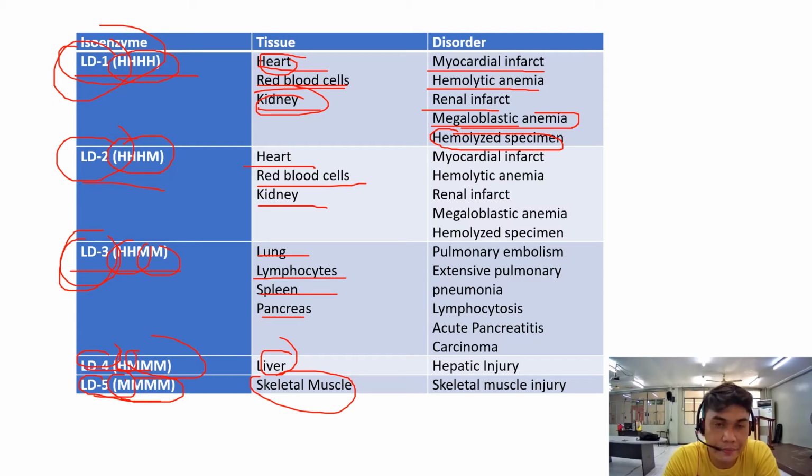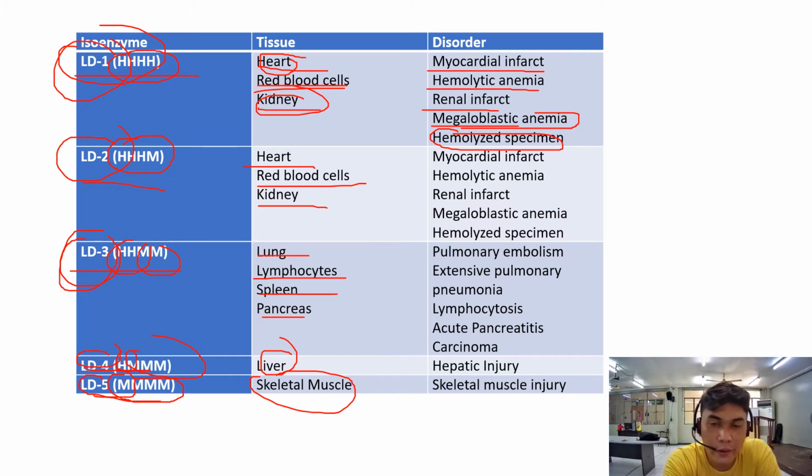And LD3, lungs. So, for example, if there's pulmonary embolism, then next is extensive pulmonary pneumonia, then lymphocytosis, acute pancreatitis, and carcinoma. So, among the 5 isoenzymes of lactate dehydrogenase, LD3 is classified as a tumor marker, meaning LD3 is elevated when there is carcinoma. But it's not specific for a certain type of cancer.